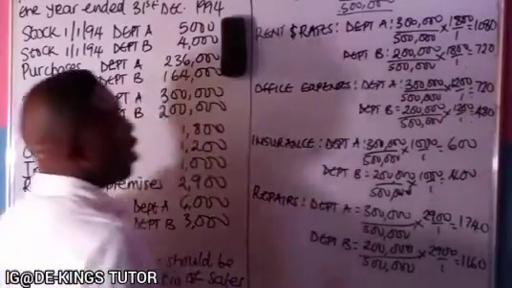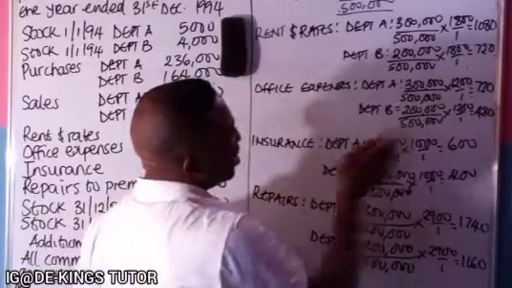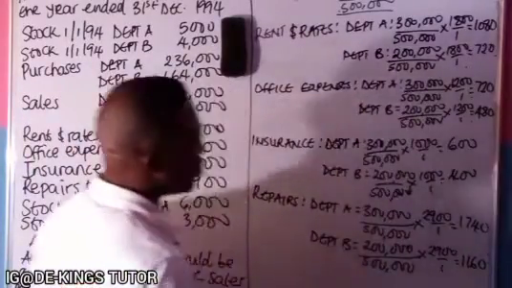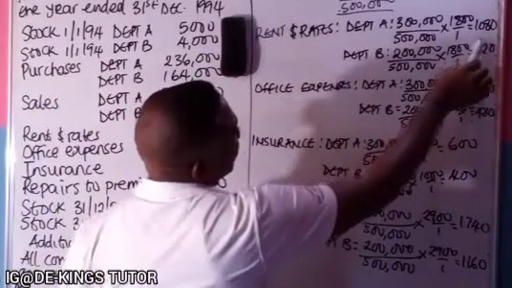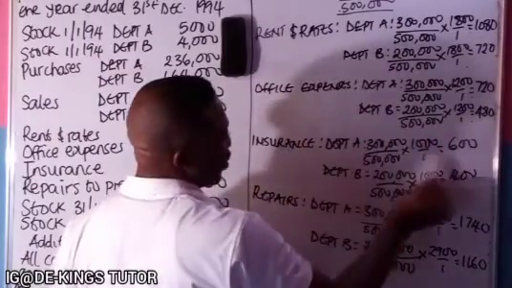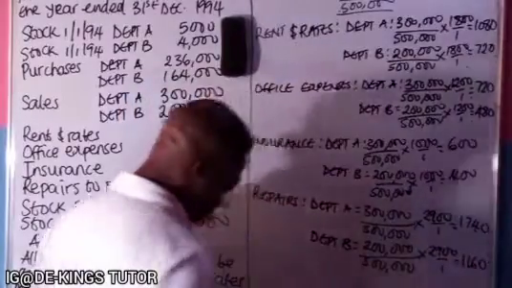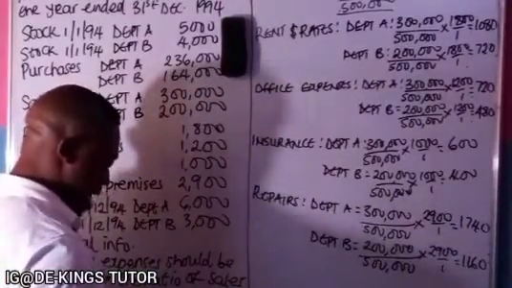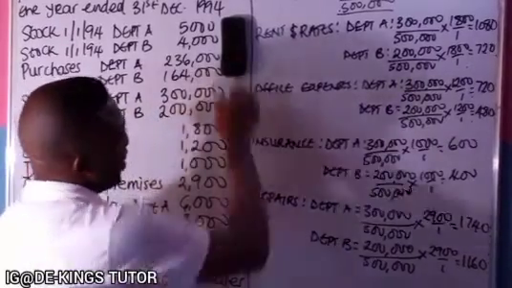So you're going to write it down so you know what we are posting. For rent and rate, Department A, look at the figure, Department B. Office expense, Department A, Department B. Insurance, Department A, Department B. Repairs, Department A, Department B. Now let's prepare the account properly. They ask us to prepare.